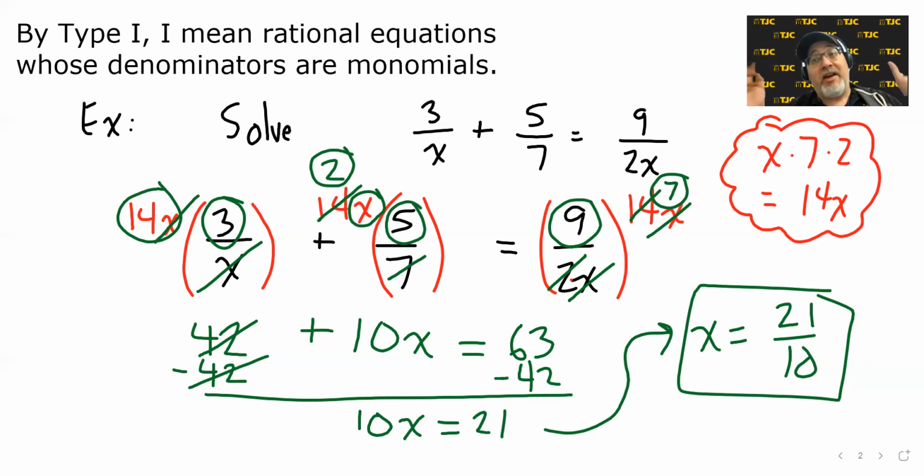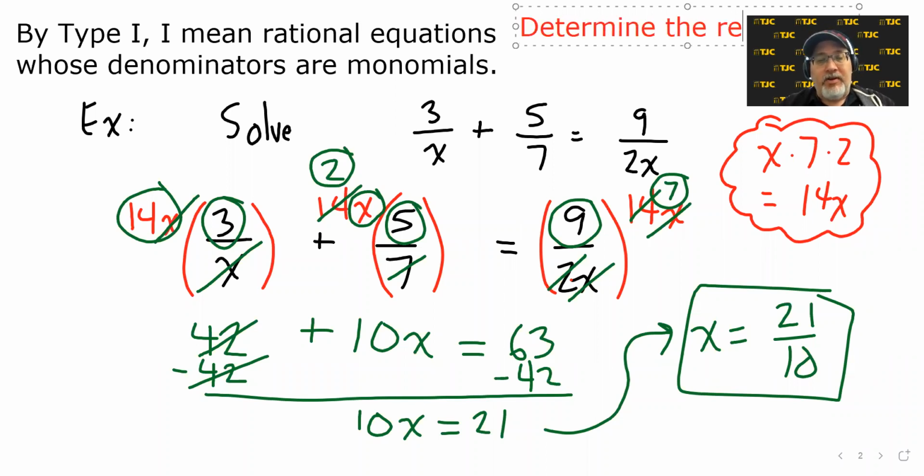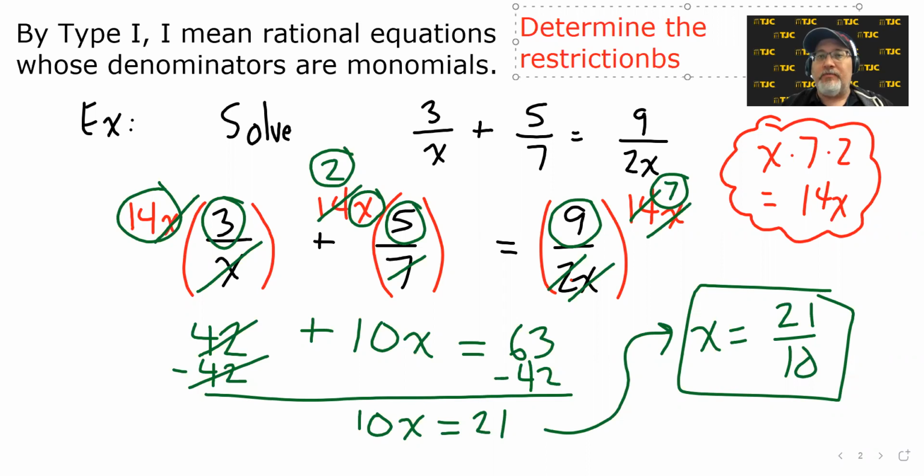Now, before we say, ta-da, the problem is over, I owe you guys an apology. There's something I meant to do at the very beginning, and I will do it on the next one. It's an easy something to forget. When you're solving a rational equation, remember what we did in the first video? You have to determine the restrictions. Well, you don't have to, but you should.